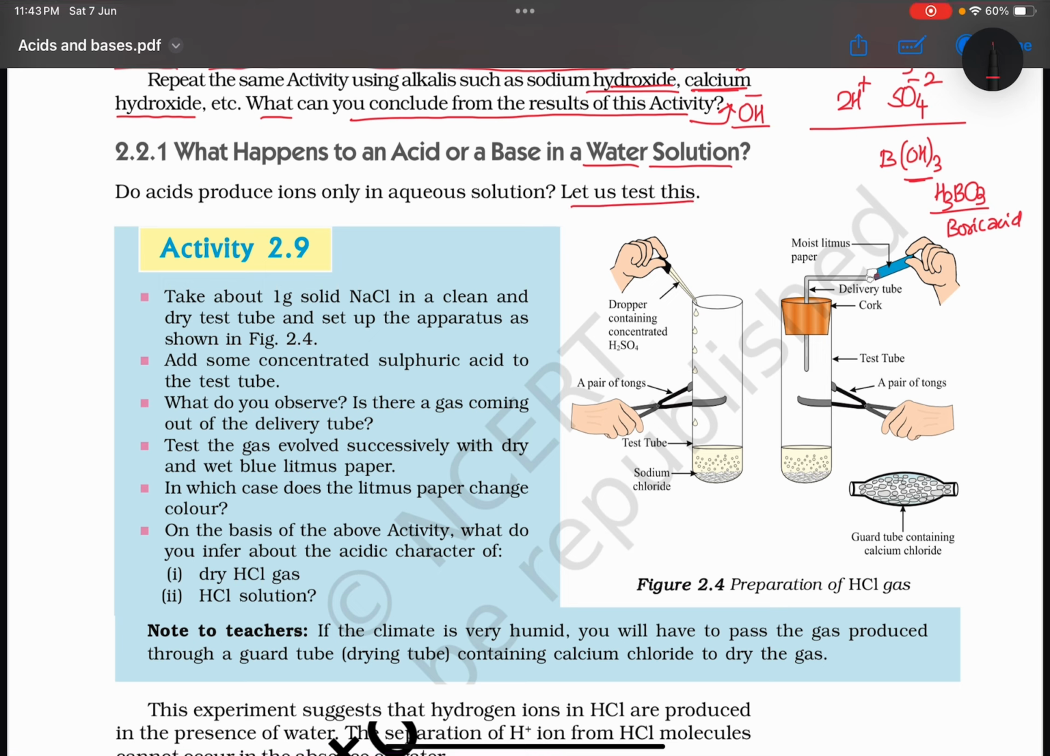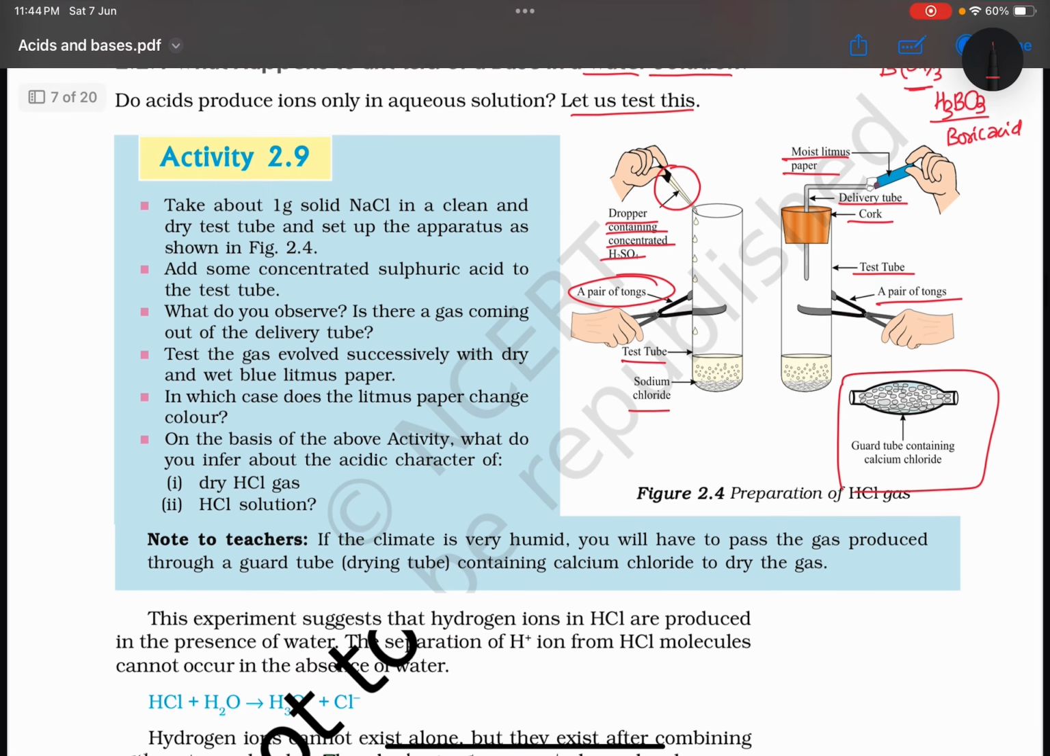Let us test this. Okay. See, a dropper containing concentrated H2SO4. This is all okay. Test tube, sodium chloride, and what we kept here, a pair of tongs, test tube, litmus paper. Very simple. Let us see.